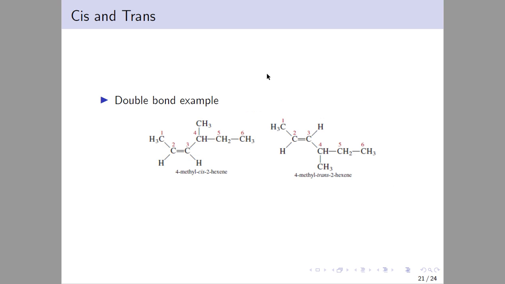And again, we have this cis and trans double bond example. A double bond can produce a cis or trans configuration. So here 1, 2, 3, 1, 2, 3. This R group is above, and this R group is located below the main molecule.